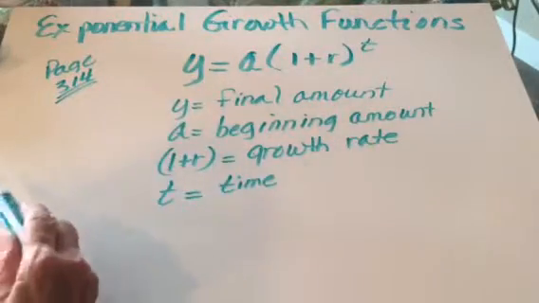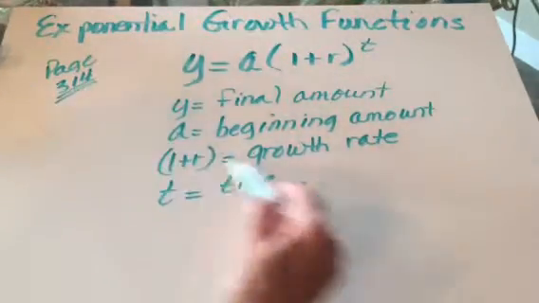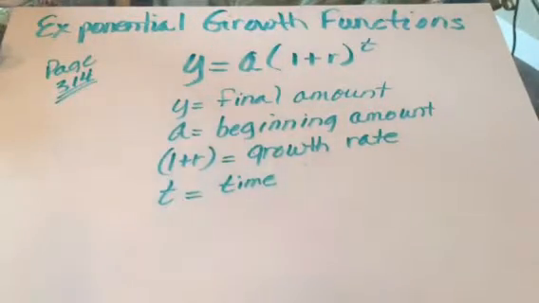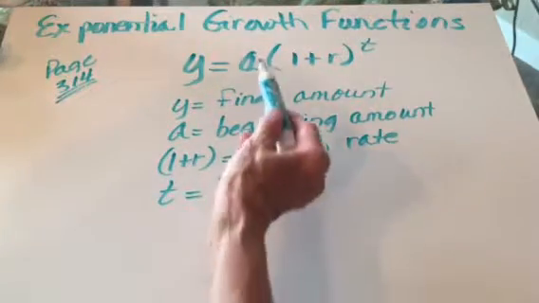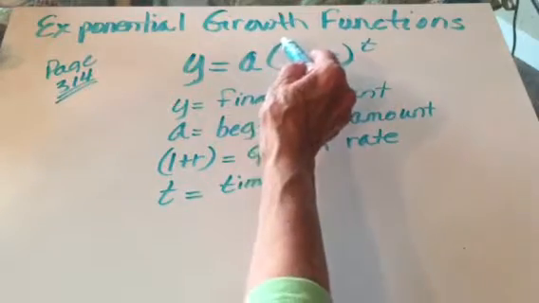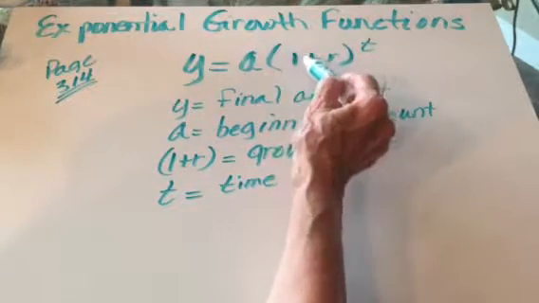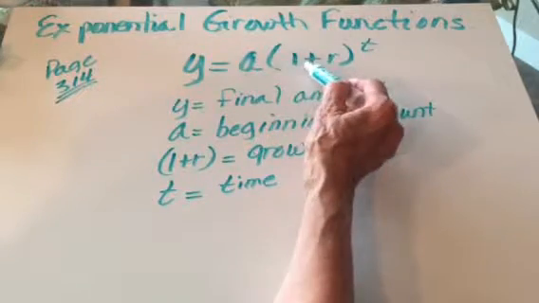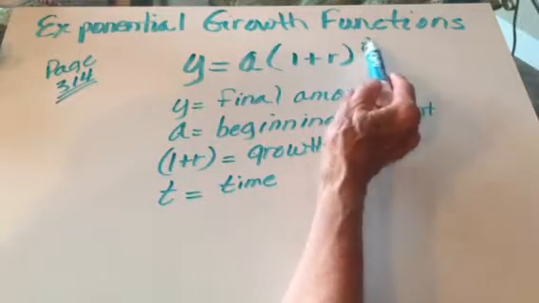But right now in your notes, I want you to copy this whole chart down. You could even write down page 314 because in your textbook, that's where we're reading from. But in any case, this is the formula. Y equals A times (1 plus R) to the T power.